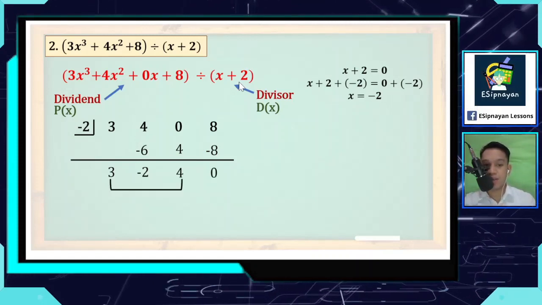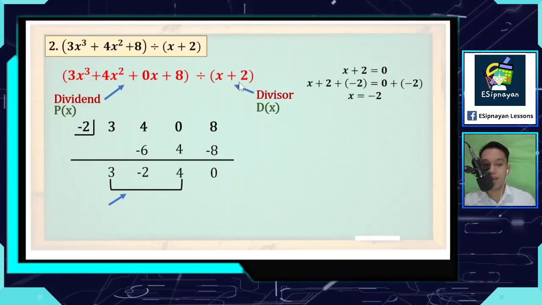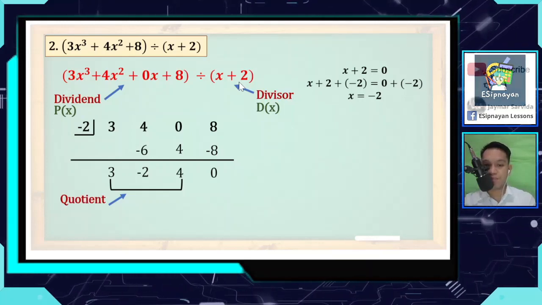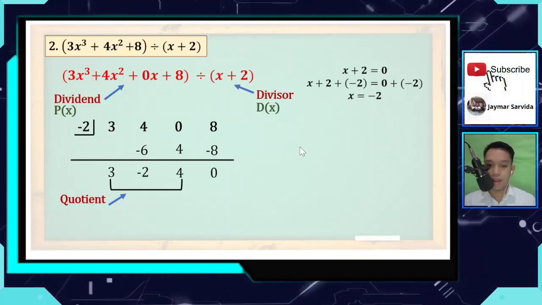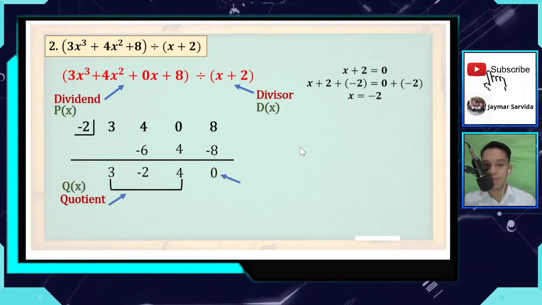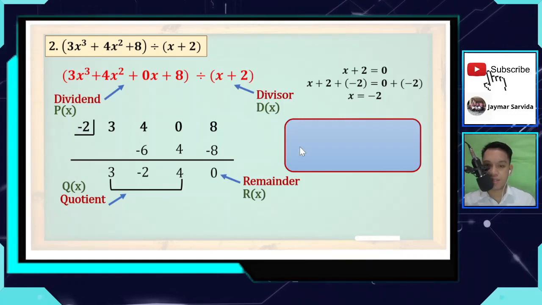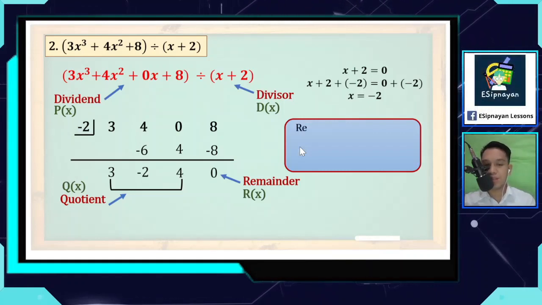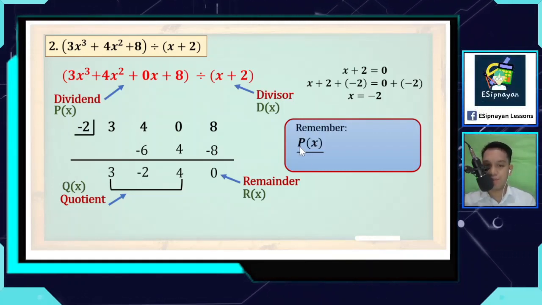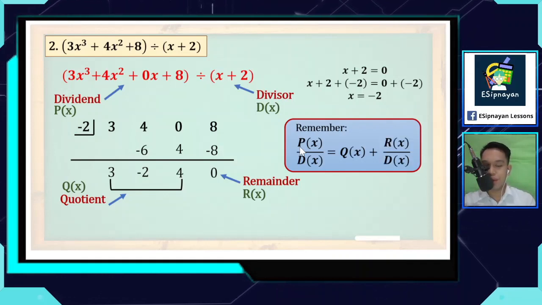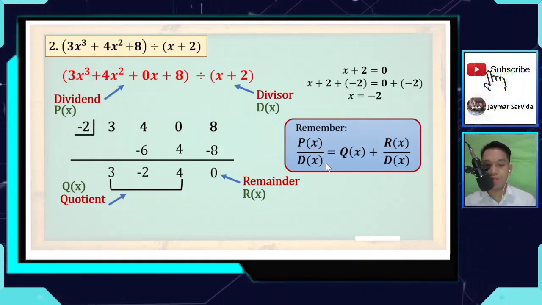So yung ating quotient is ito, 3, -2, and 4. That's our quotient. And then yung ating remainder ay si 0. So, meaning 0 yung ating remainder, yung ating r of x. So, yung ating final answer, isulat natin into this form. P of x over d of x equals q of x plus r of x over d of x.